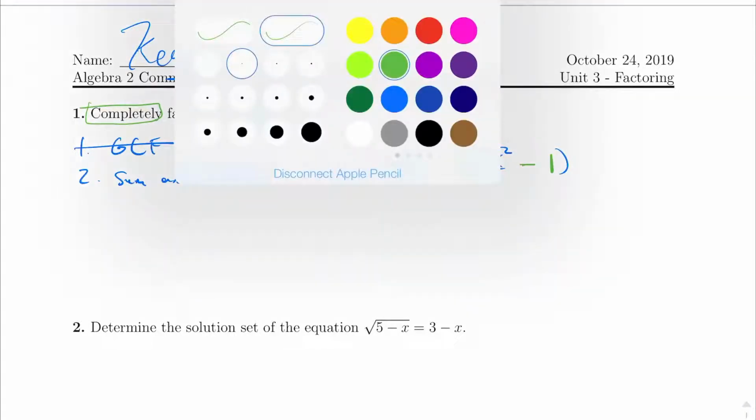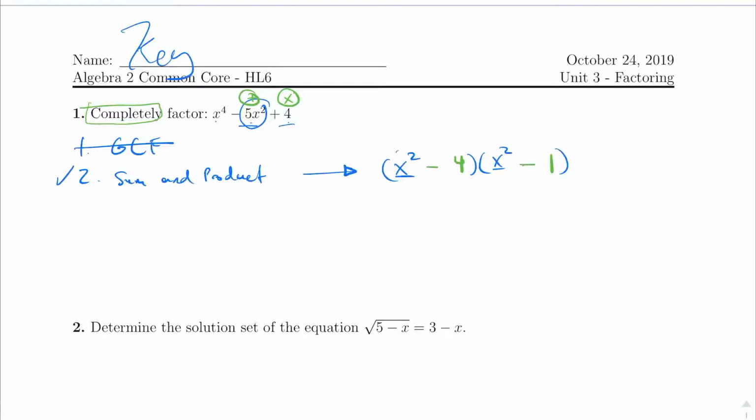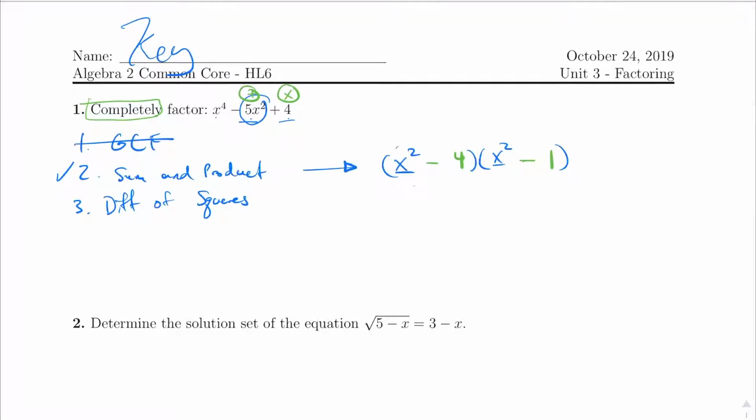So you might think that we're done with this problem, but it says to completely factor it. And it turns out that even though sum and product worked, there's a second factoring method that will continue to be able to factor this. So if we check our next factoring method, difference of squares, this one is a difference, this one is a difference, and everything here, x squared, 4, x squared, and 1 are all perfect squares. And so we can use difference of squares twice here, on each one of these.